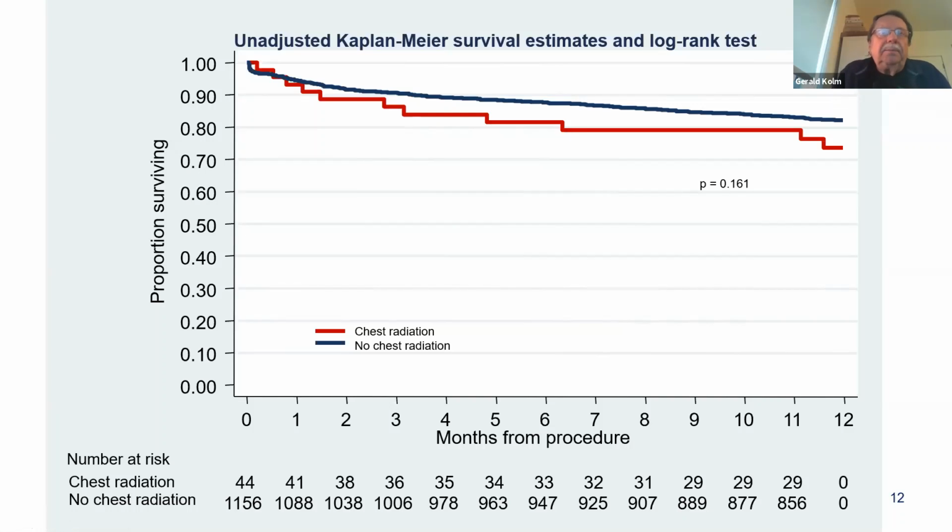For the larger group, the no chest radiation, it's really hard to see because there's so many patients in there, but if we could kind of focus in on a small portion of this, we would have the same stair-step effect. And then we can actually compare these survival functions. Usually what you see is a comparison with the log rank test.